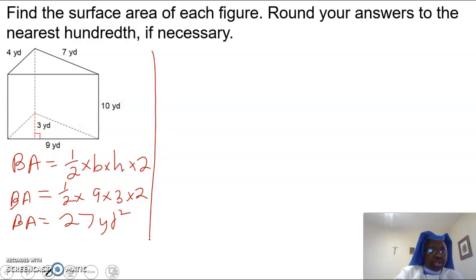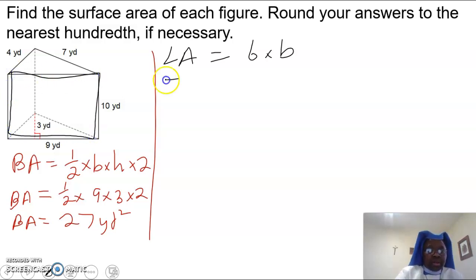Okay, we go on to the lateral area. There are 3 lateral faces, and each one of them is different, so we're going to find them, but again, each one of them is going to be base times height. Let's call it front. We do the front, which is this one. So we do the front face, which is going to be 10 by 9, which is 90.